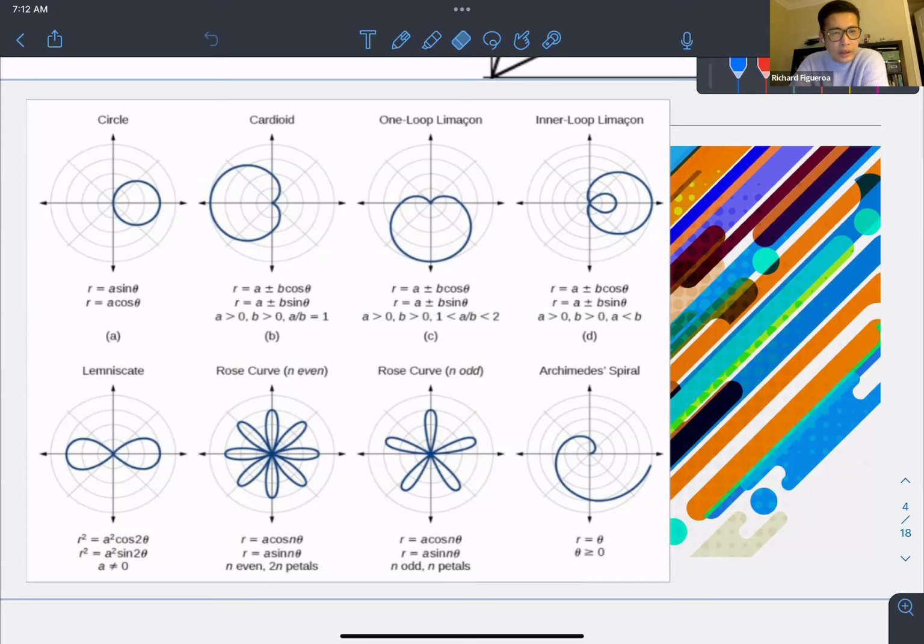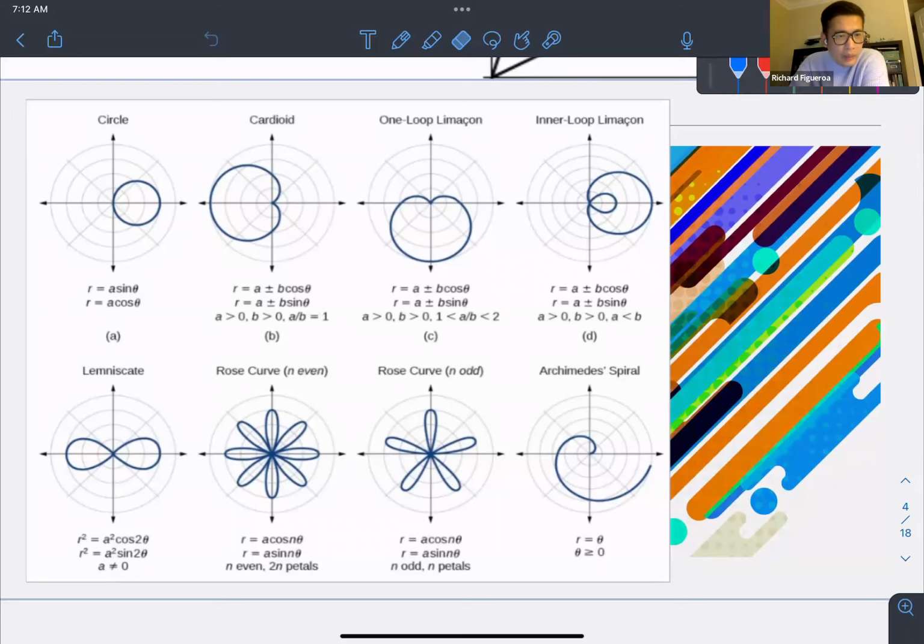If the ratio of A and B is equal to 1, then that is a cardioid. If the ratio is in between 1 and 2, that will be a one loop limacon. And then it has an inner loop if A is less than B.